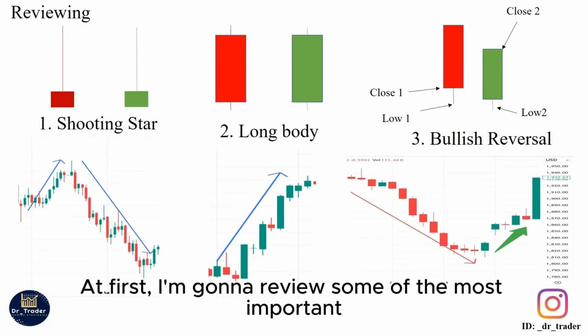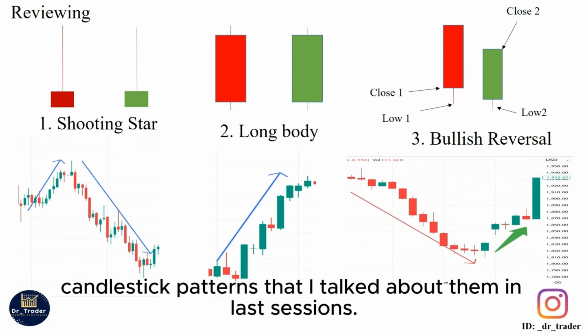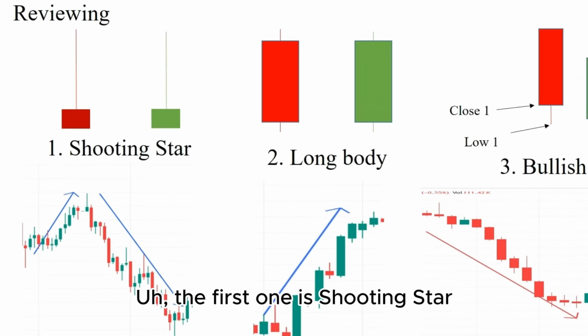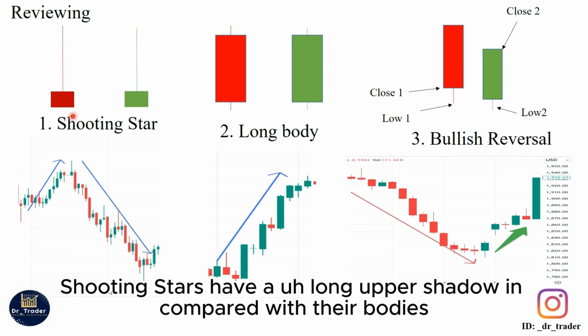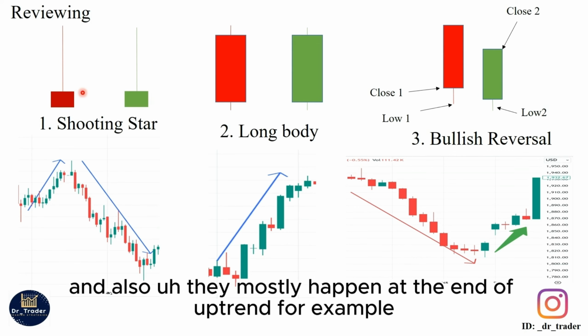And first, I'm gonna review some of the most important candlestick patterns that I talked about in last sessions. The first one is shooting star, and shooting stars are so important in defining the trend of the market. And shooting stars have a long upper shadow compared with their bodies, and also they mostly happen at the end of uptrend.